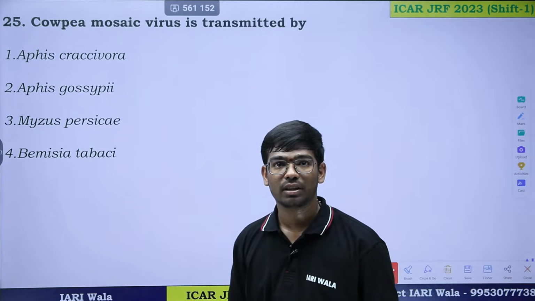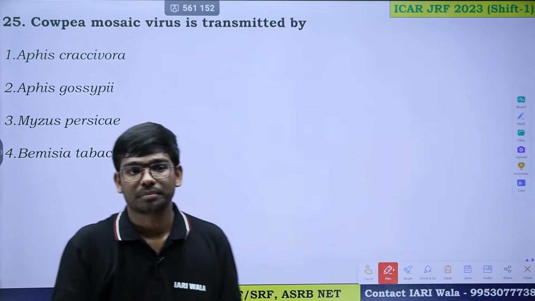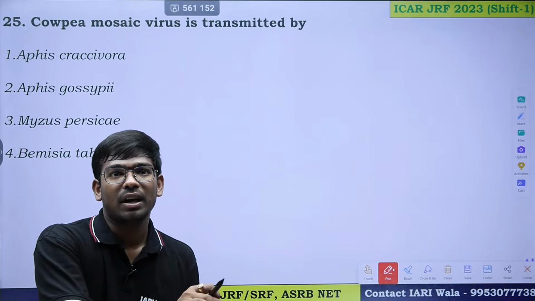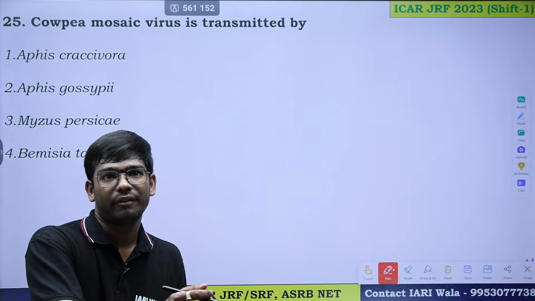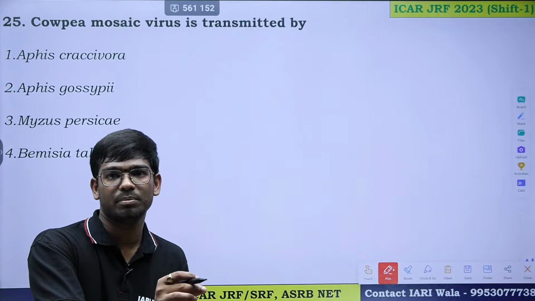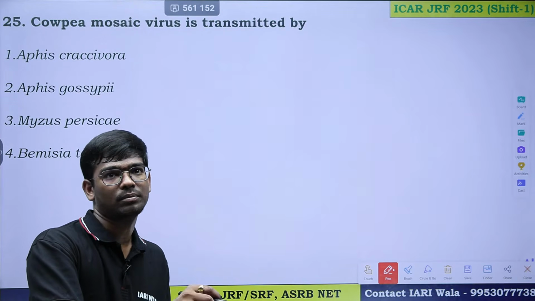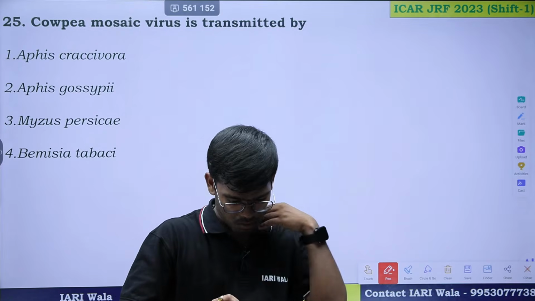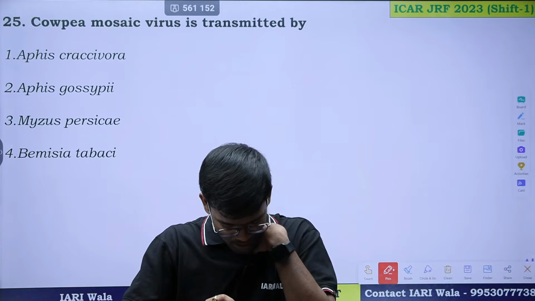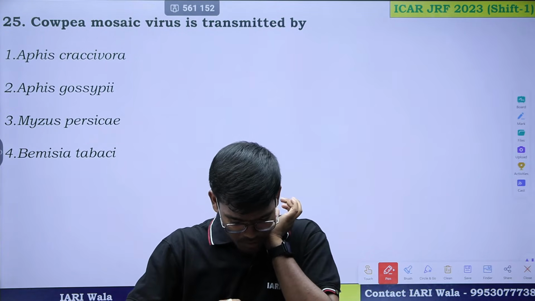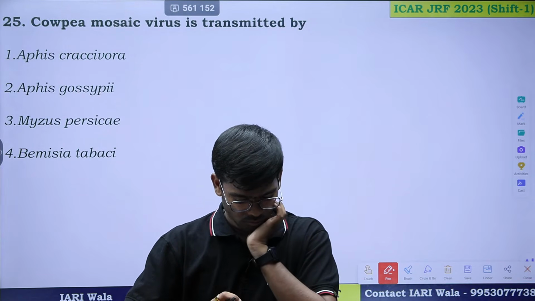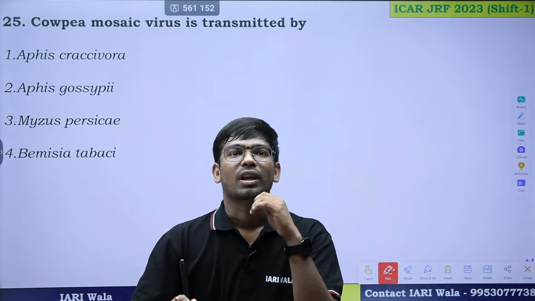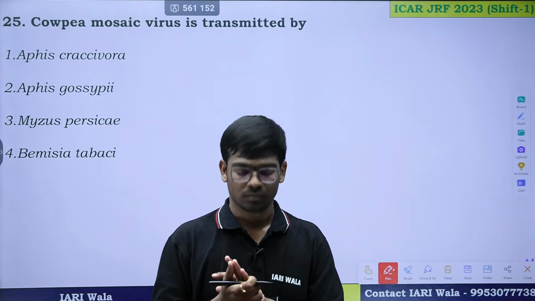And coming to the next question, that is the 25th, cowpea mosaic virus. Cowpea mosaic virus is transmitted by aphid, but they have given different species of aphid: Aphis craccivora, Aphis gossypii, Myzus persicae, and the last one is Bemisia tabaci, that is whitefly. So which will transmit? Few students responded Mahendra, Gaming Confidently, and Chaya Sahu. Aphis craccivora. Only few students responded A.